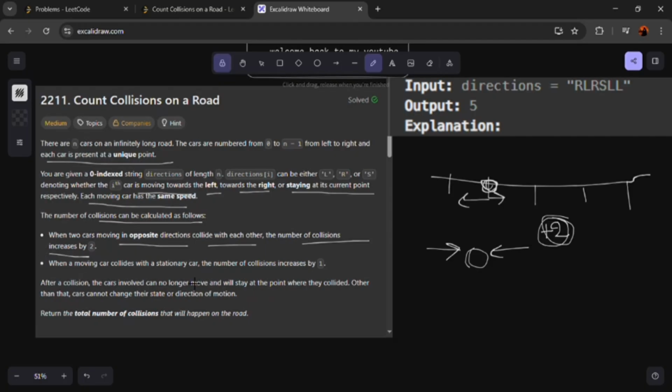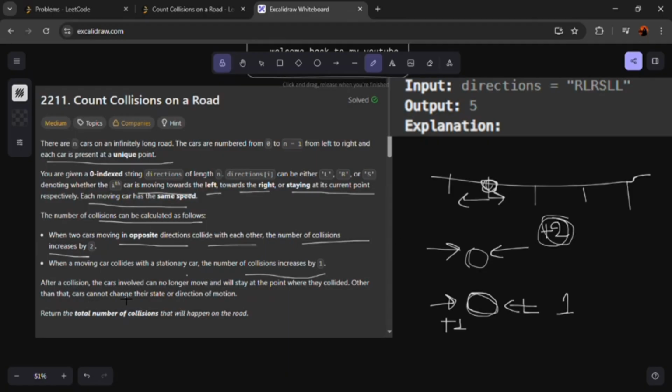Okay, when a moving car collides with a stationary car, the number of collisions increases by 1. Stationary car means the car is standing there with no movement. So if the car comes from the left side, then there will be a collision, so we have to count the collision as plus 1. If the car comes from the right side, then also the count of collision is plus 1. So we have to increase the collision count according to the stationary car or the moving car.